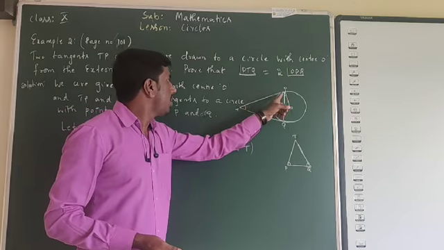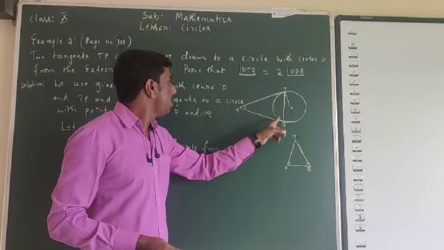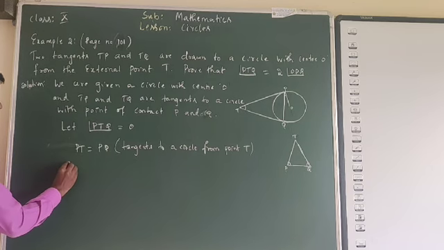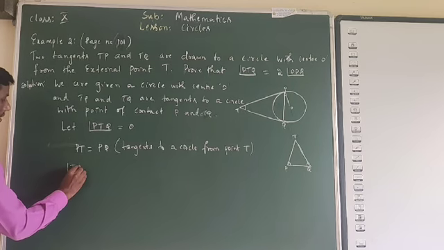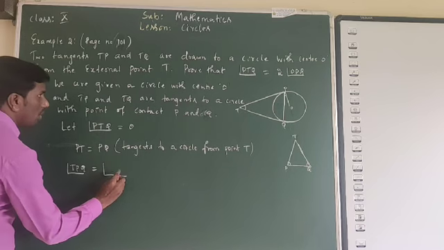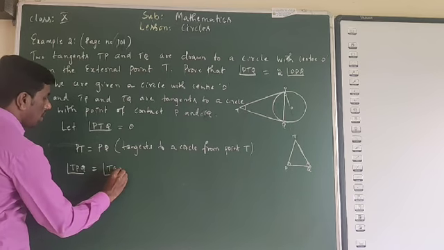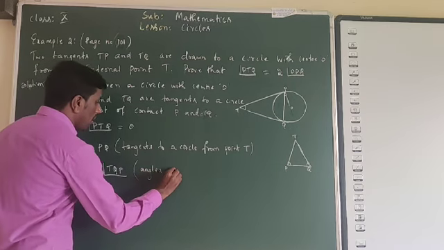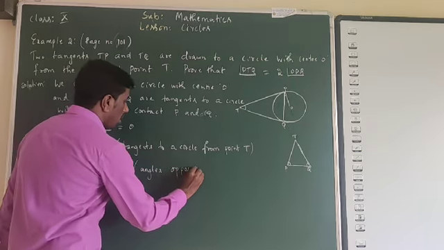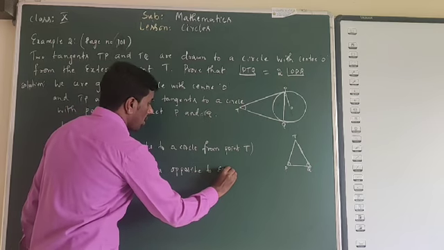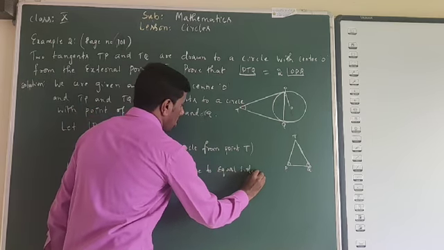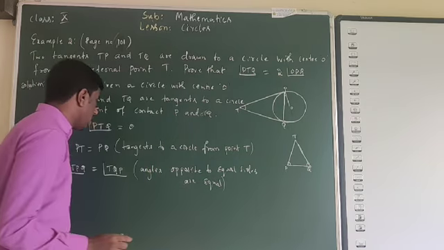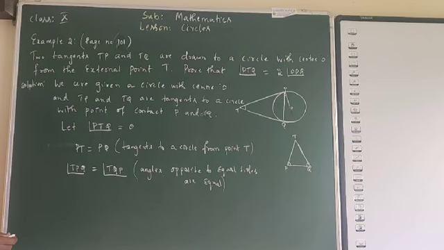TP and TQ are equal, therefore these two angles must be equal. What is that? TPQ, then TQP. Those two are equal. We write that angle TPQ is equal to TQP. So if you want, you can write angles opposite to equal sides are equal. So we have learned it. This is a theorem. So TPQ is equal to TQP.